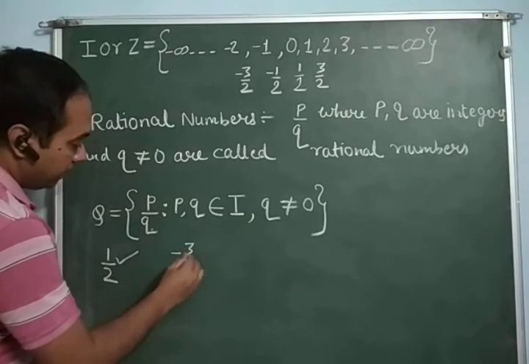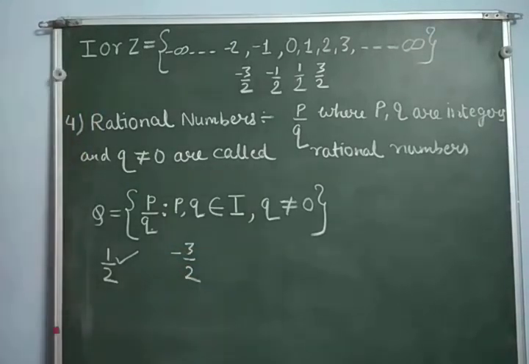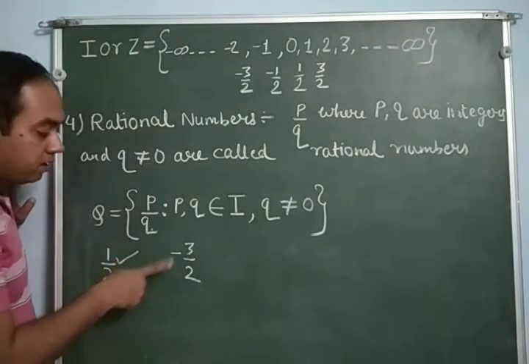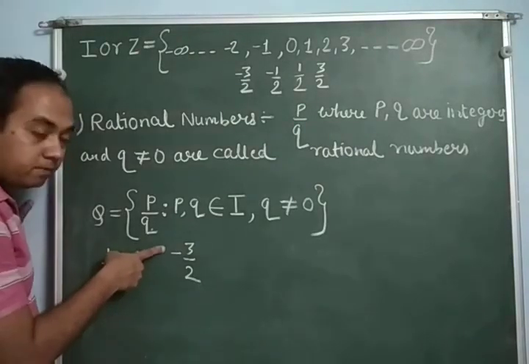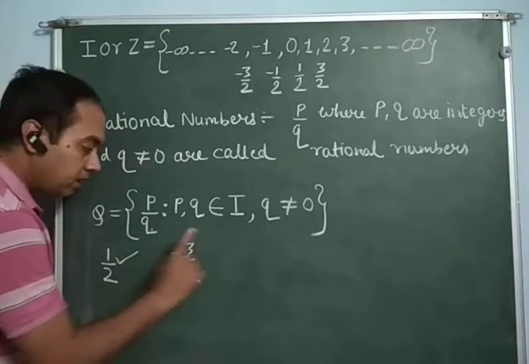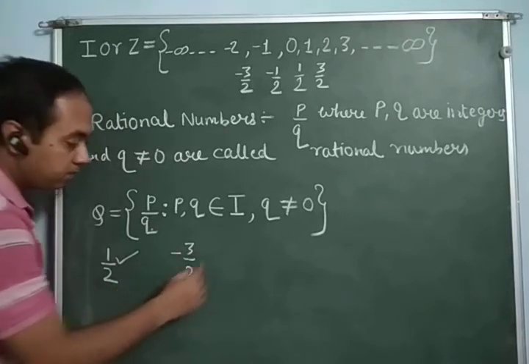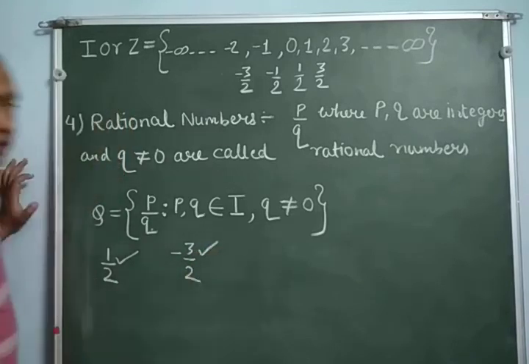Now suppose I am writing minus 3 upon 2. Is this a rational number? Yes. This is again a rational number. The reason is that minus 3 as well as 2 both are integers. Also, this 2 is not equal to 0. So this is again a rational number.